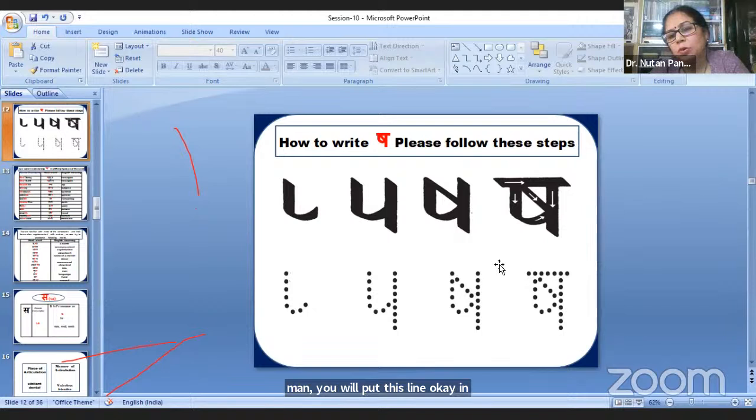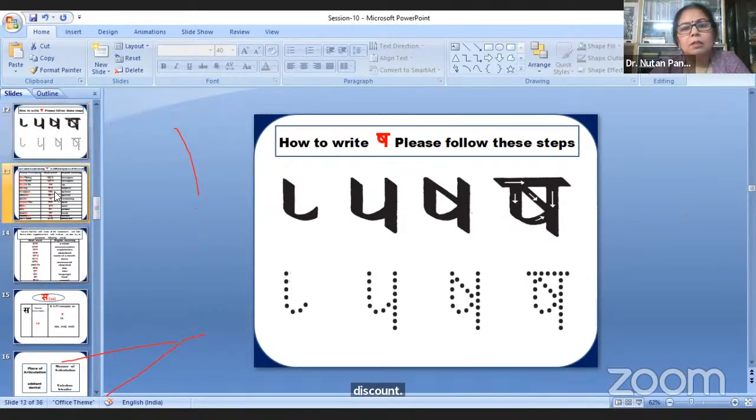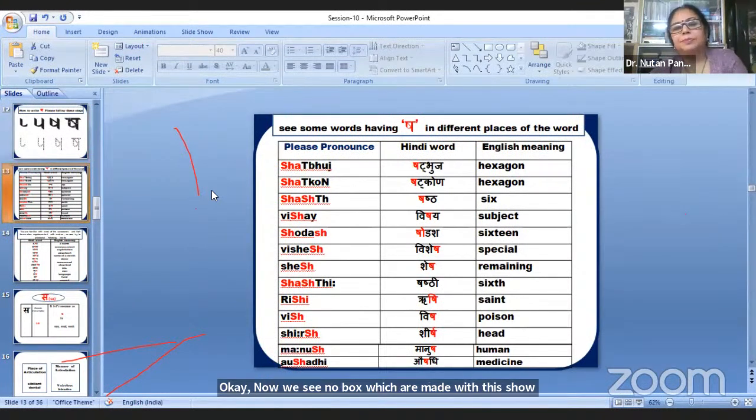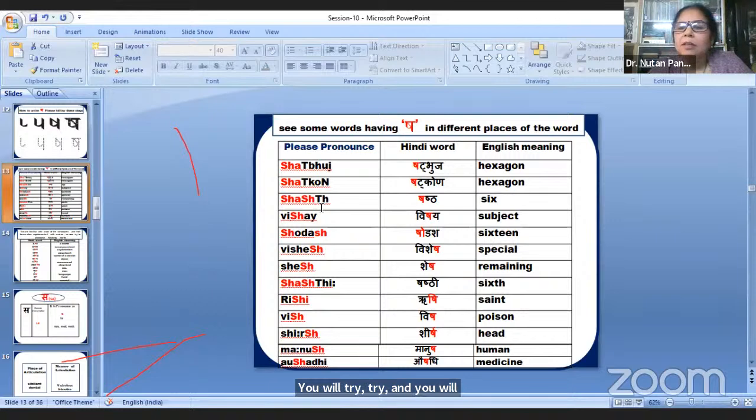It is very compulsory to know and write this consonant because it is available in many sounds in Hindi, and many words are made by this consonant. If some Sanskrit words come when you are reading Hindi, you will be familiar, so it will be easy for you to know what this sound is. Okay, now we see the words which are made with this sha. It is a little different to pronounce, but I am confident you will try and pronounce these words very easily.